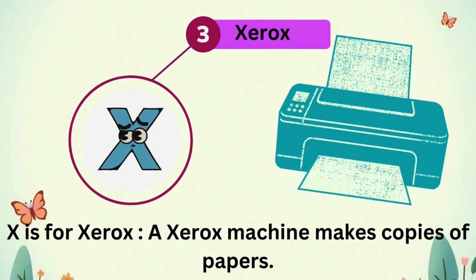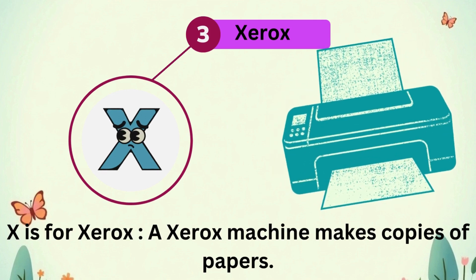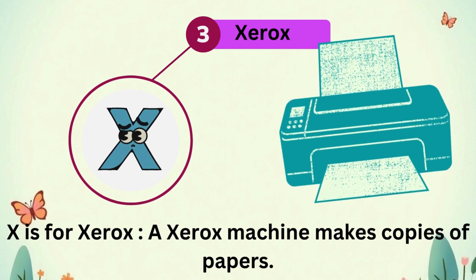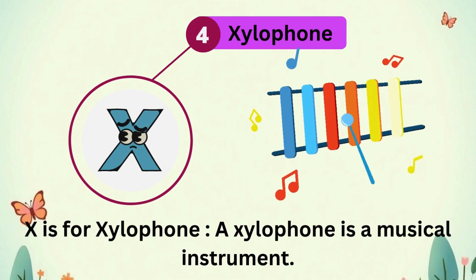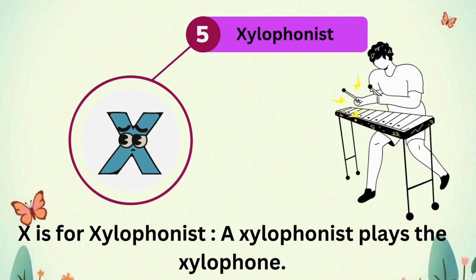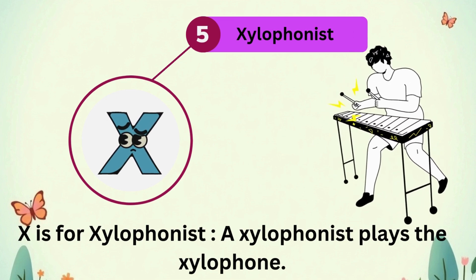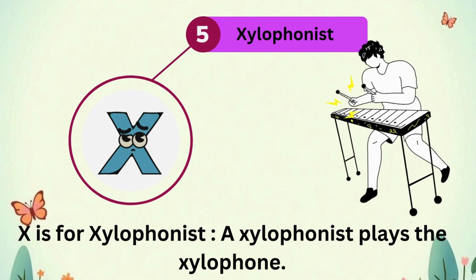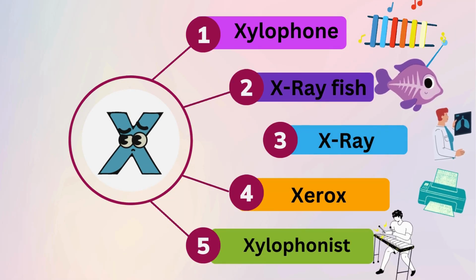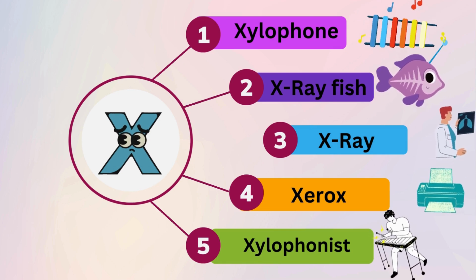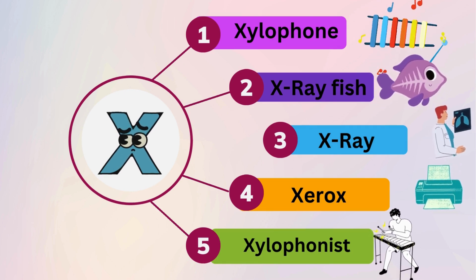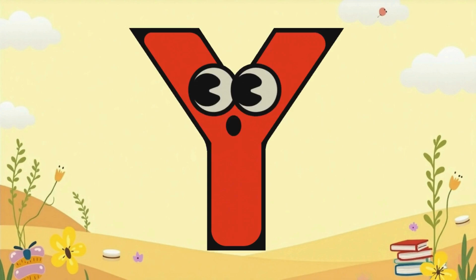X is for Xerox. A Xerox machine makes copies of papers. X is for xylophone. A xylophone is a musical instrument. X is for xylophonist. A xylophonist plays the xylophone. X is for xylophone, X-ray fish, X-ray, Xerox, and xylophonist.